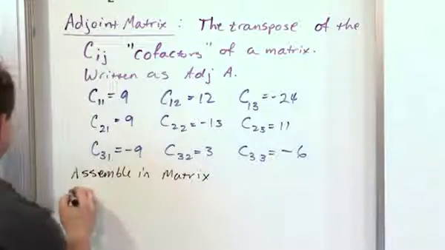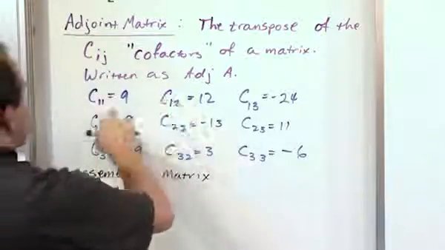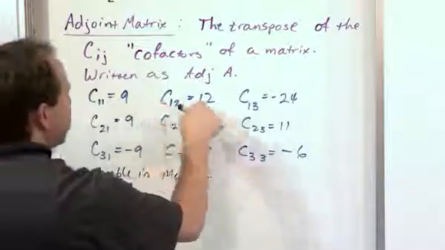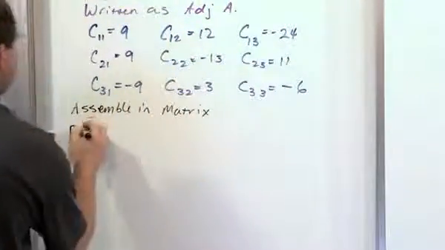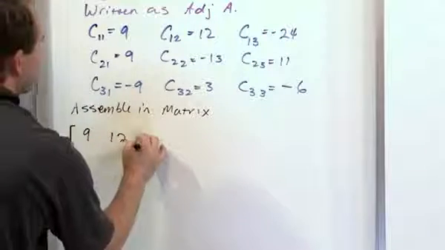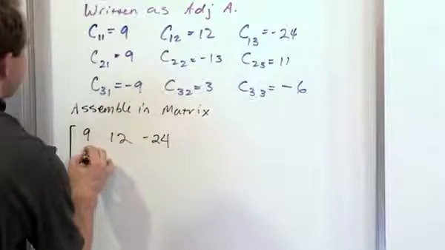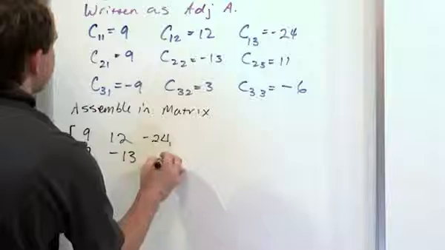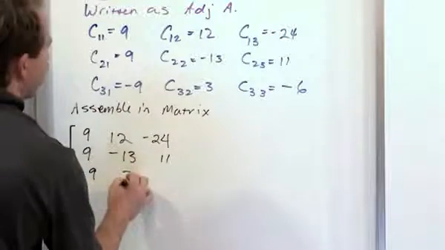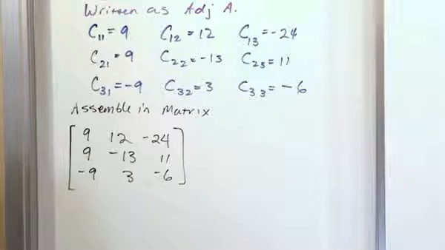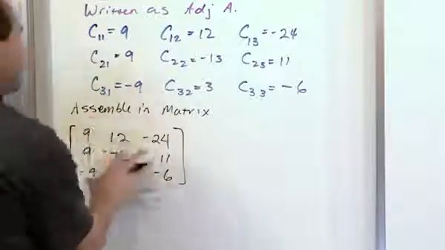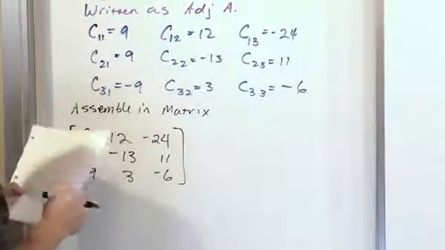And this is very simply a matrix of numbers. Row 1, column 1, 2, 3, row 2, column 1, 2, 3, row 3, column 1, 2, 3. We just write the numbers 9, 12, -24, 9, -13, 11, -9, 3, and -6. I'm going to make sure all those are right before we continue. Those look right to me. Okay, this is just assembling the cofactors into a matrix.